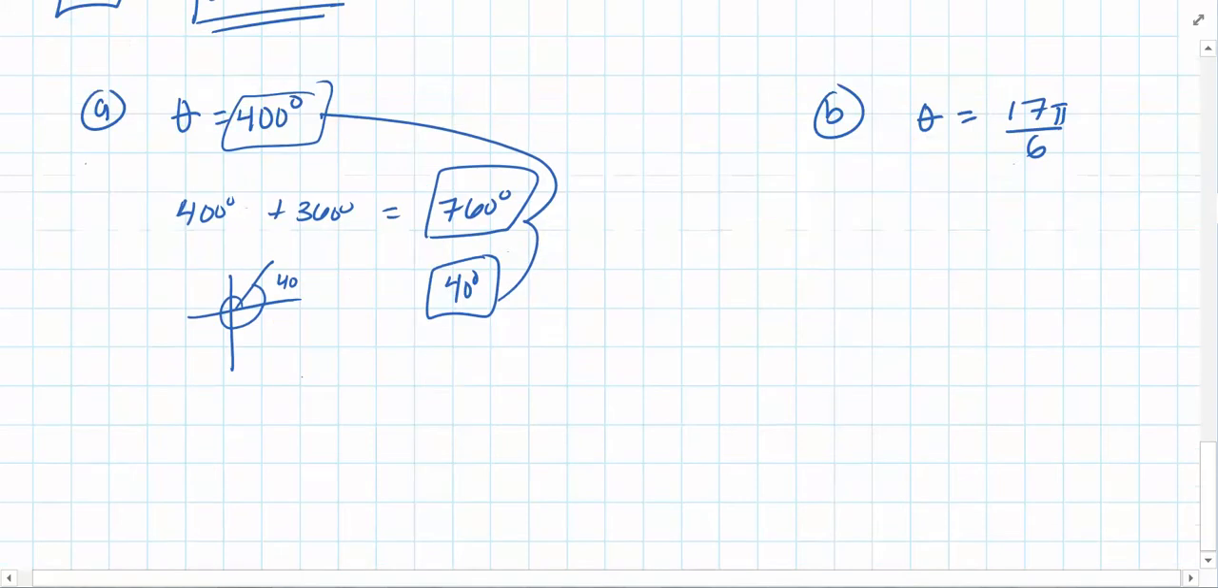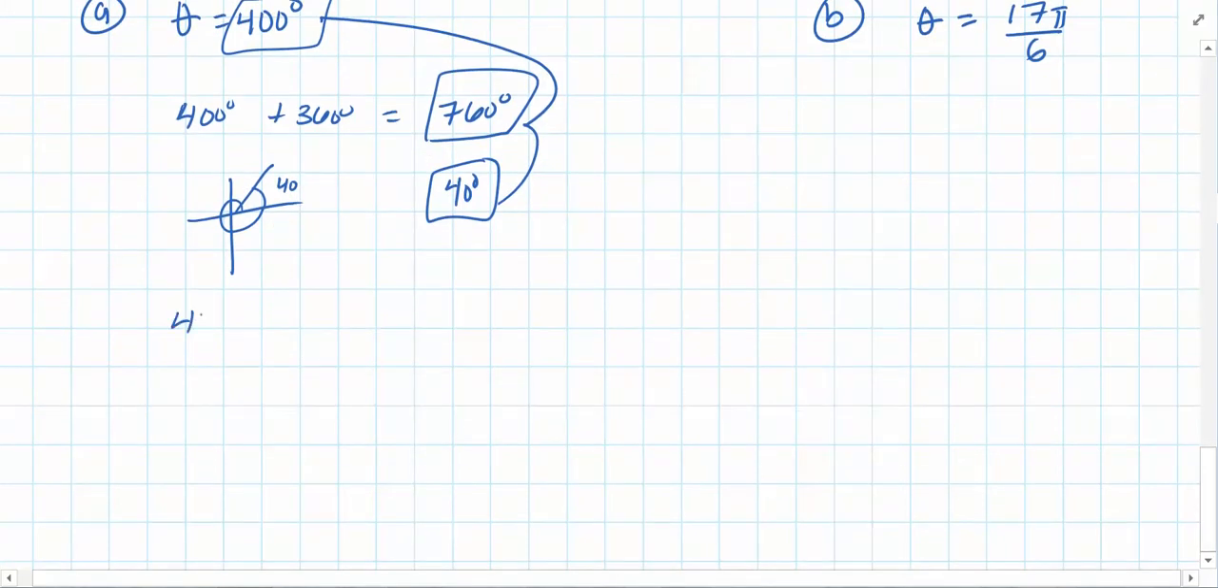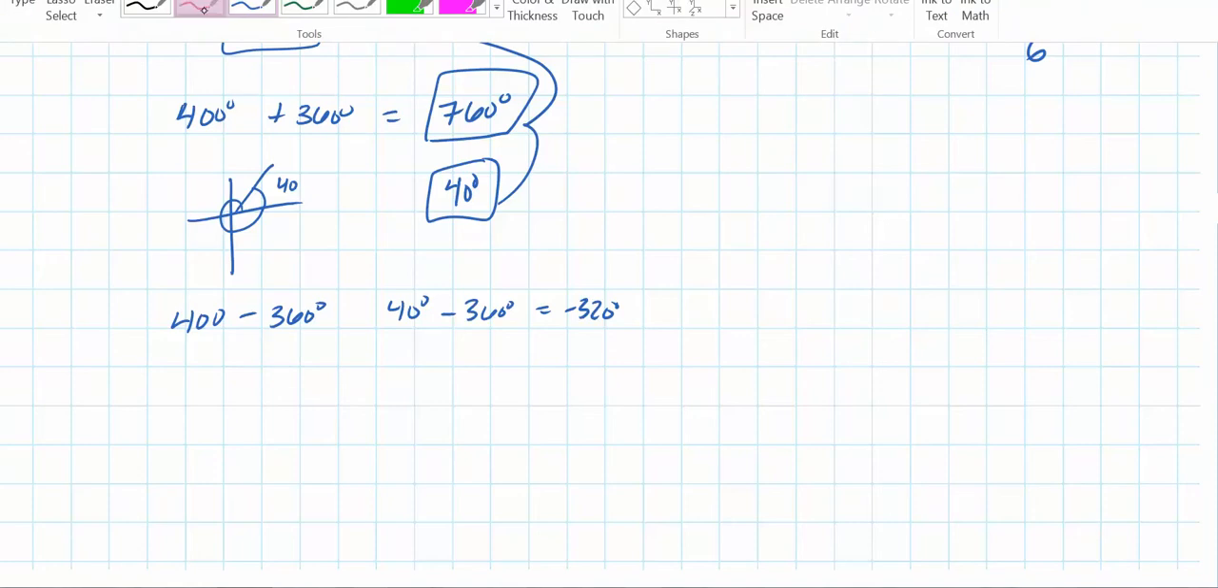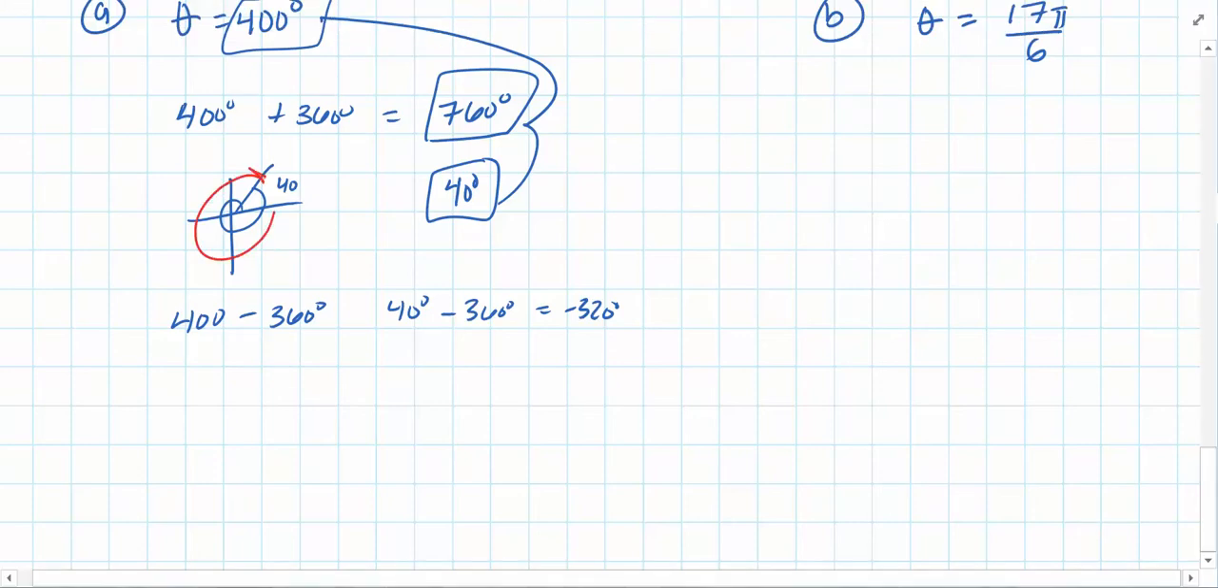Now, for a negative one, if I took 400 and I subtracted off 360 degrees, what would that give me? That would give me the positive 40, right? So what if I subtracted off another 360 degrees? What would that give me? There you go. So negative 320. So I could go the other way with it, right? So I could go this way. That's negative 320 degrees. So all of these are coterminal angles to 400, right?